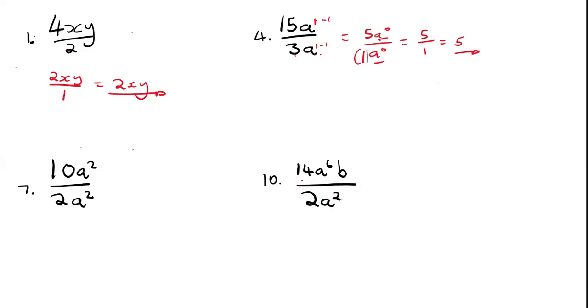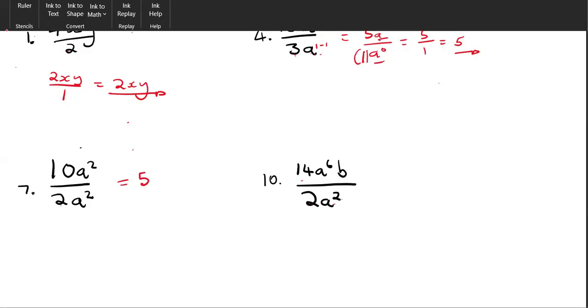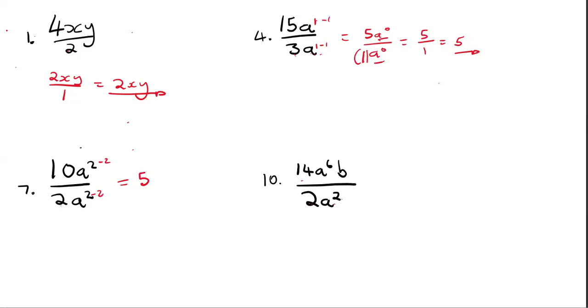Then I have number 7. We start with the numerics. 10 divided by 2, it's equal to what? 5. By now you should know this step, 5 over 1, which leads us here. You can skip that step, it's still fine. The answer is 5 for the numerics. Then we go to the exponents. Minus 2, minus 2. It's gonna give us A exponent 0, which is 1. The power changed to 1 because it's raised to an exponent of 0, so the answer is equal to 5.